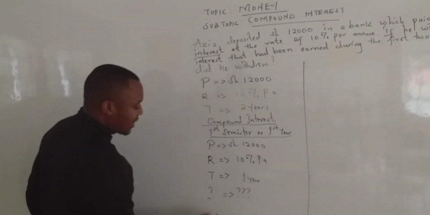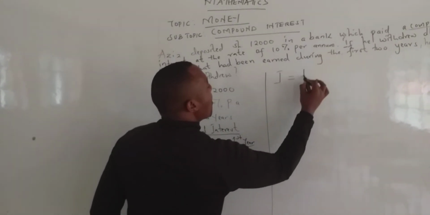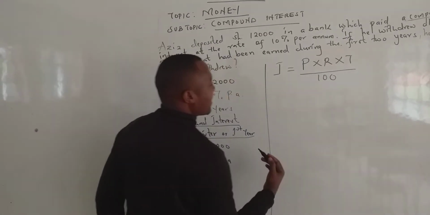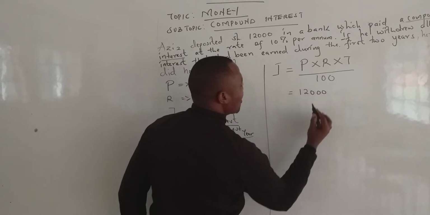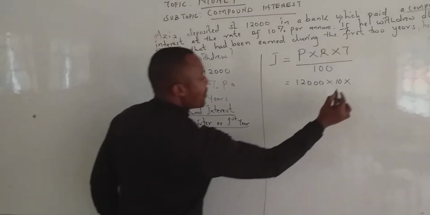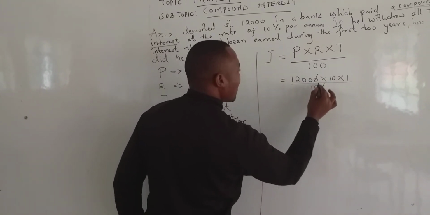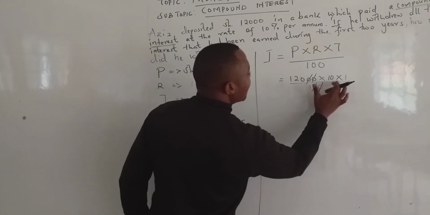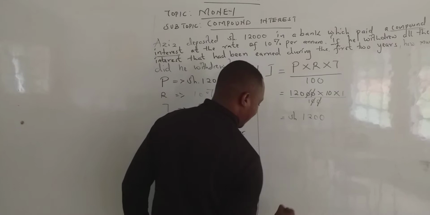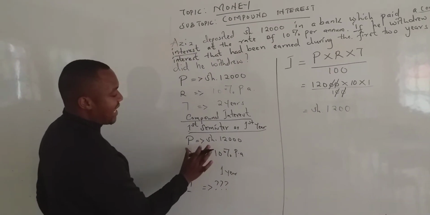Now, for us to find the interest, you have to indicate the formula. What is our formula for finding interest? Interest is equal to principal times rate times time all over 100. Our principal is 12,000 shillings times our rate 10% times our time, which is 1 year, all over 100. Simplify, 0 by 0, 0 by 0. 120 times 10, that is 1,200 shillings. So this is our interest for the first year or our first semester.